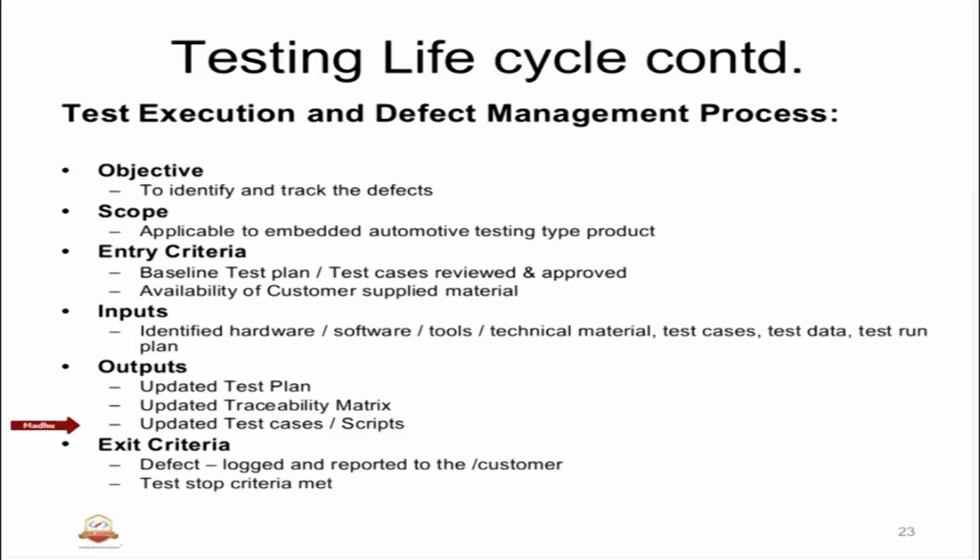And also we come up with the test cases and scripts as an outcome of this activity of test execution and defect management. Exit criteria: we have all the defects logged and reported to the customer. It could be an internal development team or internal management who will route all these defects to a fix by the development team, or if it is an issue with the requirements or the engineering level from the customer, then the customer needs to fix it. We have to log it to him.